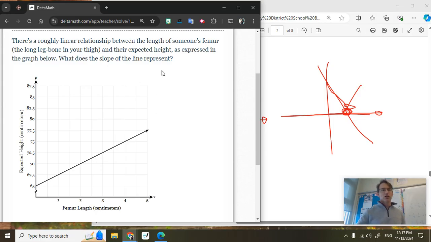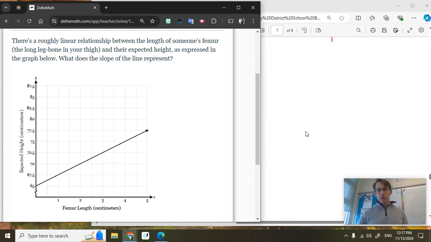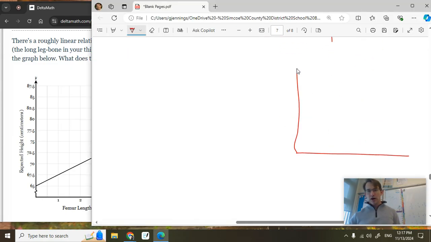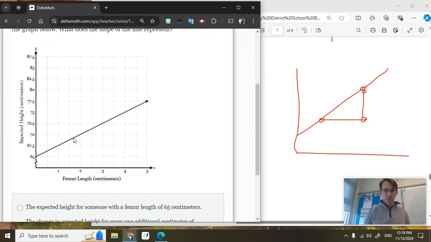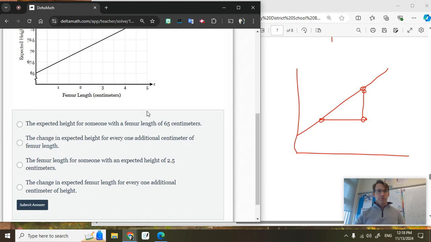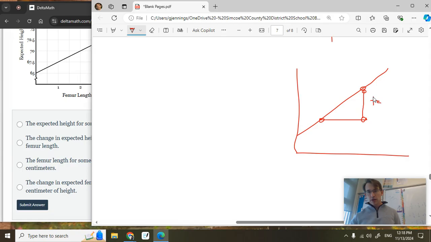What does the slope of the line represent? So when we're talking about slope here, just copy out our graph. It looks something like that. We are looking at how much the line changes. As we increase femur length, how much are we increasing the height of someone? So that's what we're talking about with slope: what does that rate of change mean in this context? The slope would be the change in how tall you are based on femur length. As we increase this, how much do we increase that?